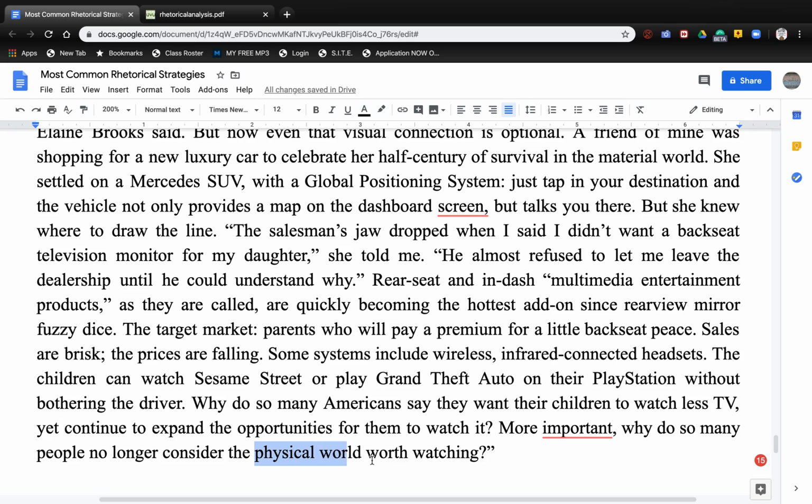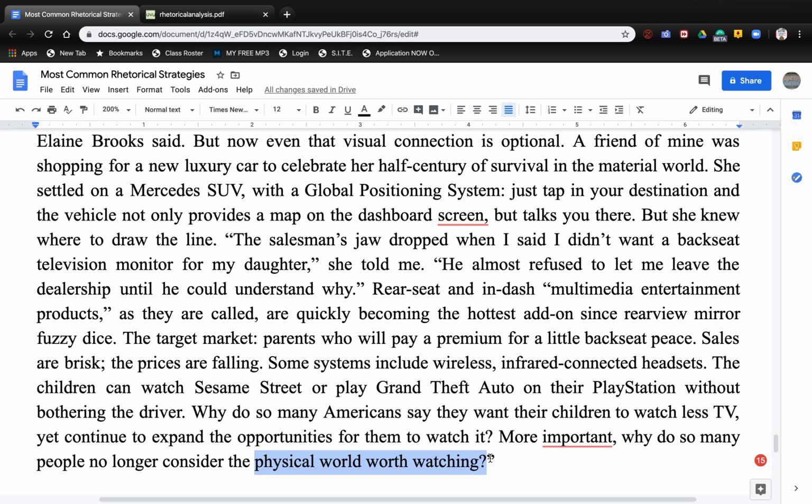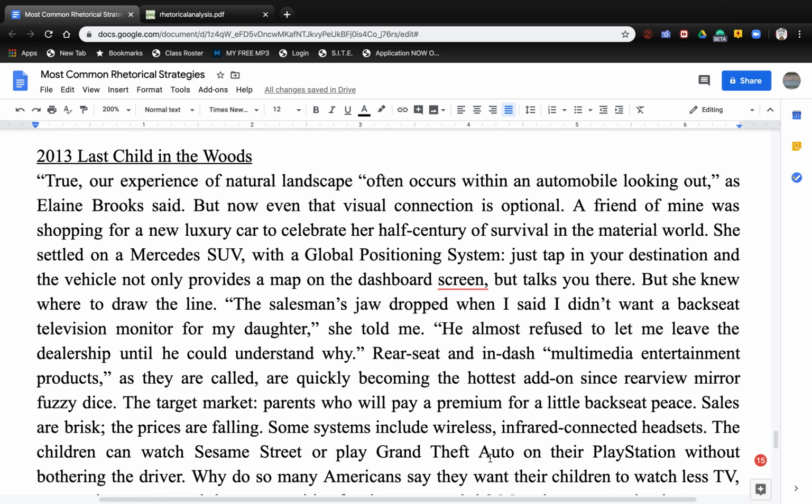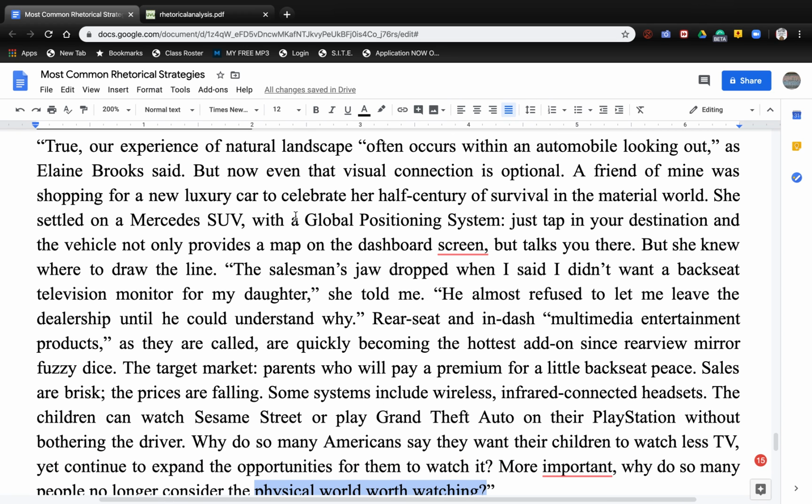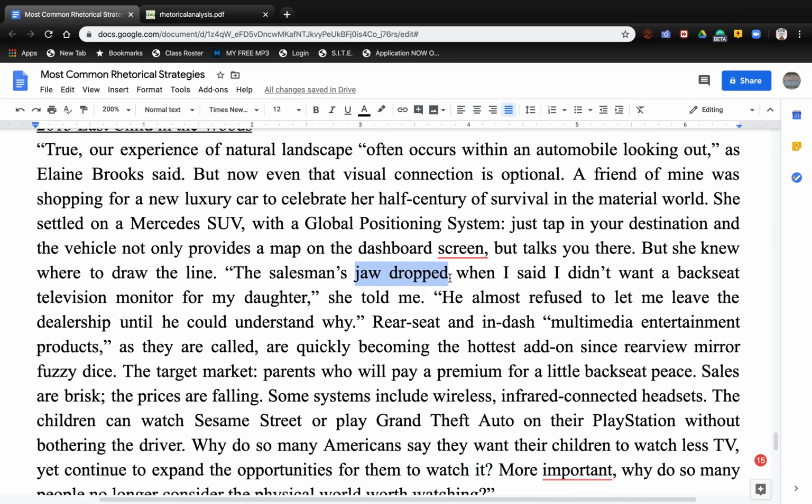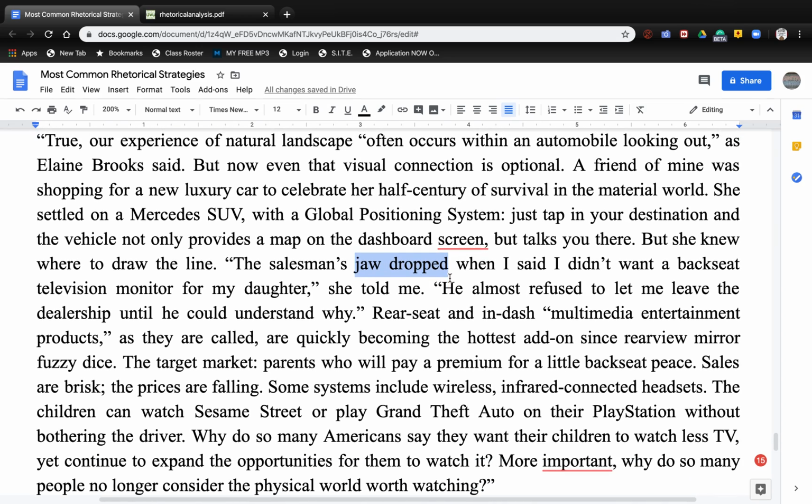And this here is the big point being made. But that point is almost carried out by the story, right? My friend told me that she was buying a car and then told the seller, the salesman, that she did not want a TV in the back. And he was shocked, right? His jaw dropped. How could you not want a TV? What are you gonna do with the kids? Are you gonna talk to them? That's crazy. So that's the implication here, right? The telling of the story is itself what makes the point.